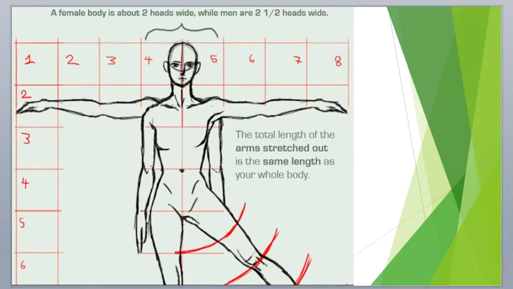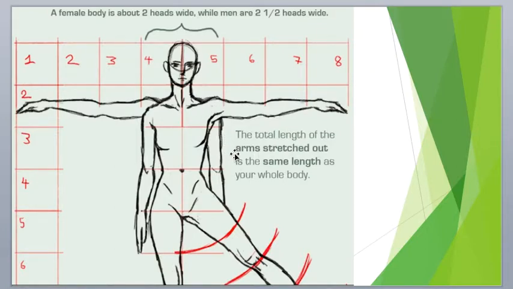Another thing I want you to know is that the human body is about 2 heads wide. This is the head length, and the body is about 2 heads in size from shoulder to shoulder. A man is a little bit wider, so 2.5 heads, just so that you're aware, because a man usually has wider shoulders than a woman.